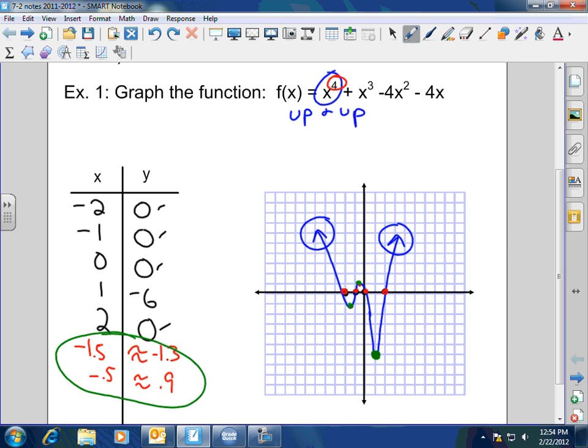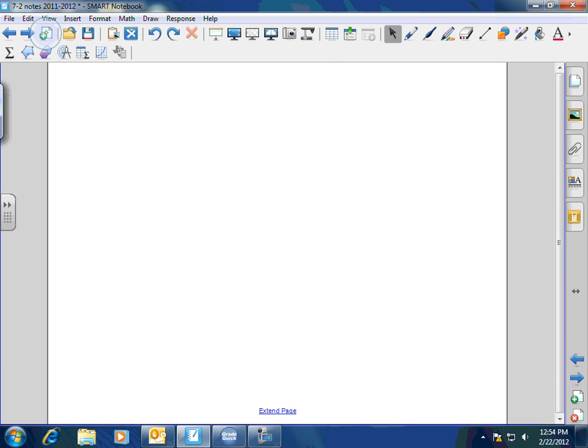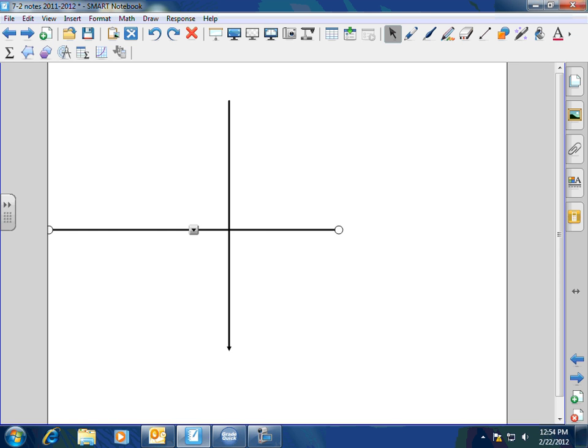Let me explain one thing right quick though. Let me add this. If I've got, well, that's ugly. Sorry about that. There we go. Okay. If I've got the following here, and I've got this curve.